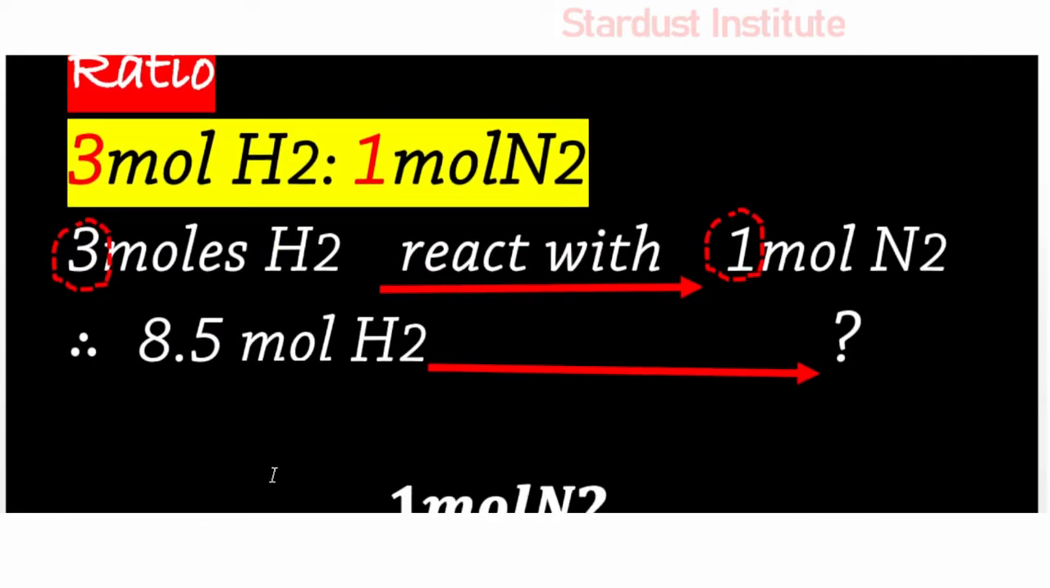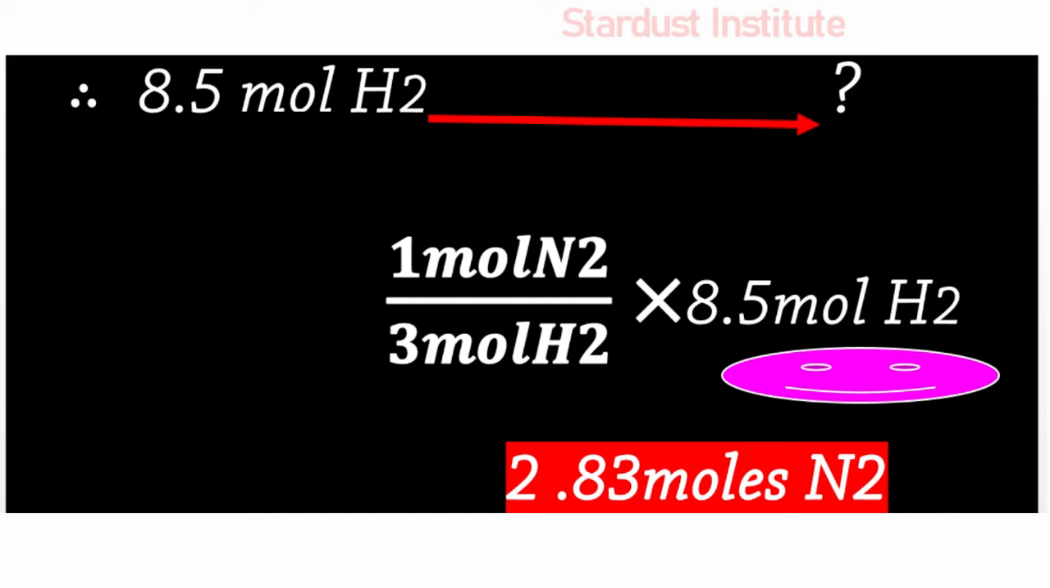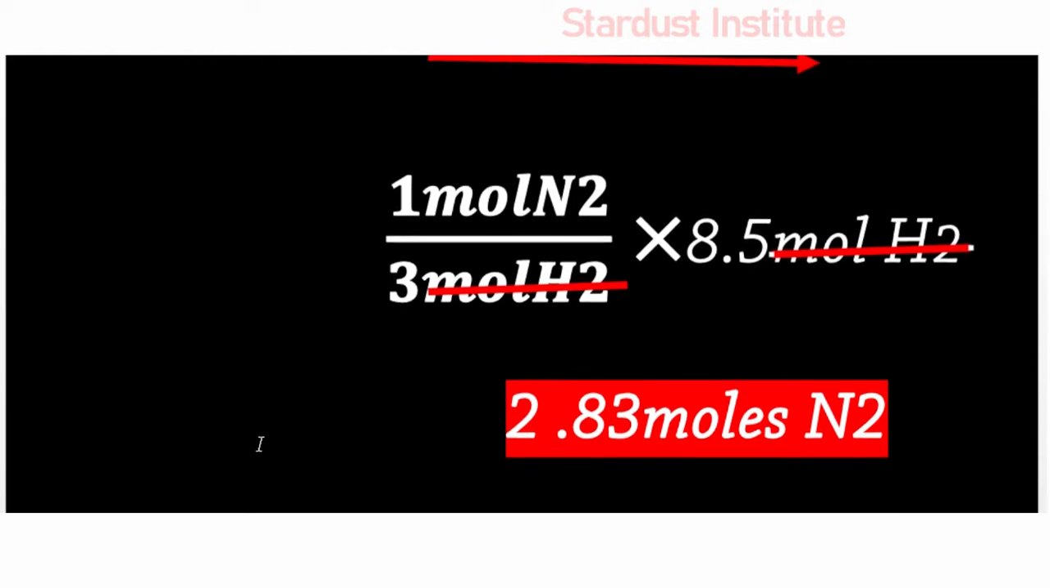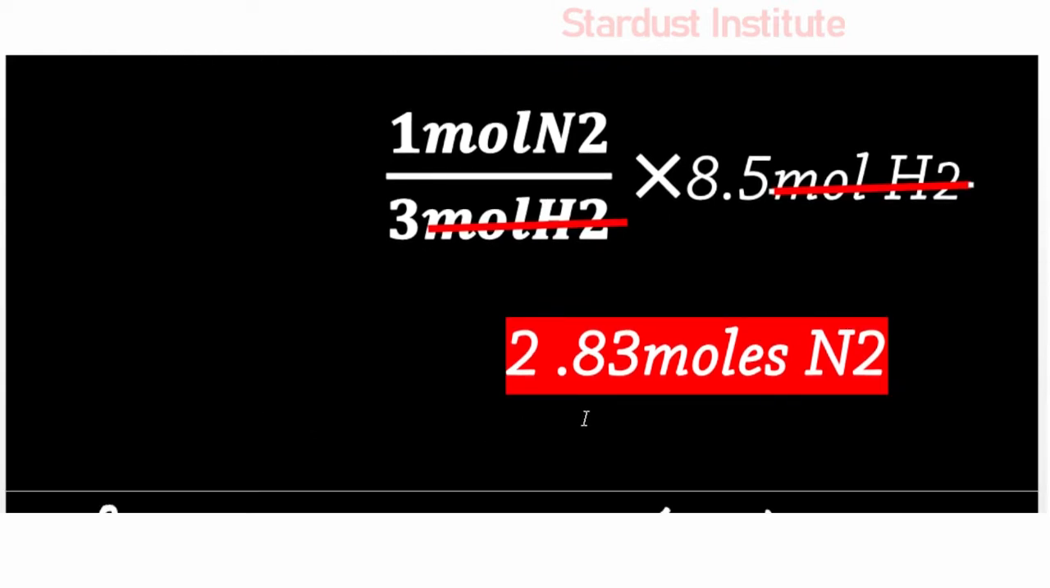We can find it in this way. 1 mole N2 divided by 3 moles H2 multiplied by 8.5 moles H2. We should cancel out units, mole H2. Our answer is 2.83 moles N2.